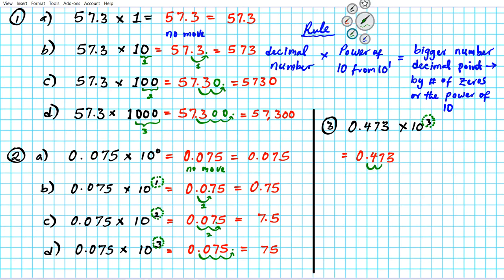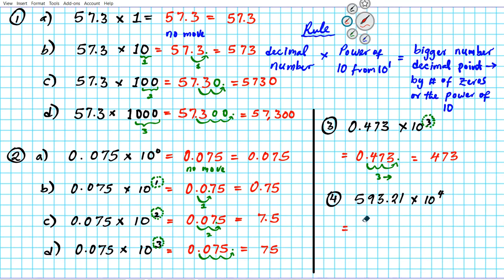1, 2, 3. Bam, right there. 3 places to the right. Our answer is going to be 473. Okay. What if we have 593.21 times 10 to the 4th? What is this one going to be? All right, let's work it out.